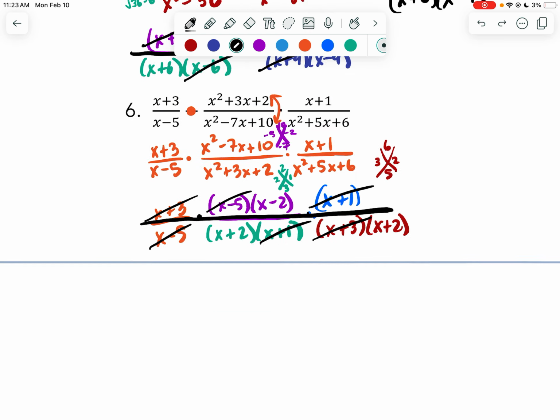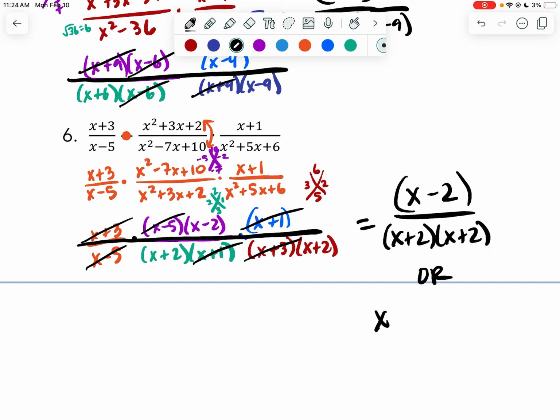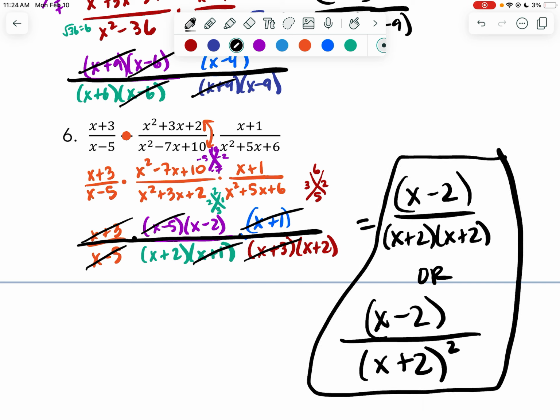So what I'm left with on this one is my x minus 2 on top and x plus 2 on bottom. You could also, if you want to get fancy, rewrite this one like this. Since there's 2 x plus 2's, you could square it. Either one would be totally fine. All right. So again, this isn't a whole lot different than what we were doing last week. It's just a little bit more factoring. So again, we got to make sure we're getting good at factoring.